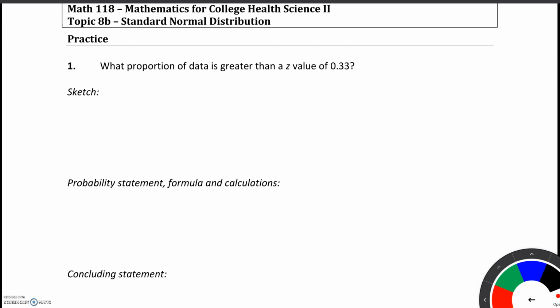You can start off sketching your curve. What proportion of the data is greater than 0.33? Draw your curve, mark the 0, think about the 0.33 and what area you're trying to find. Since you're greater, you're looking to the right, and then apply the appropriate method for looking it up. Try those questions out, pause the video, and then I'll include the answers when you replay it.